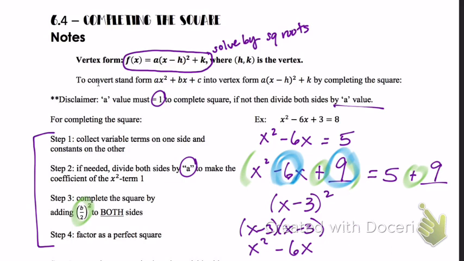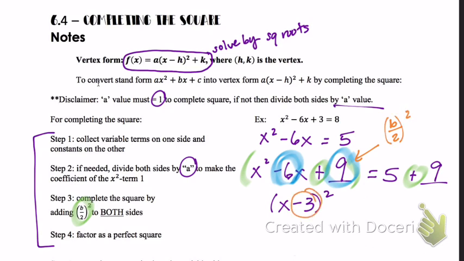So the value that goes in your little blank right here is always b over 2 squared. The value that goes right here is always b over 2, it's always half. But if you don't want to memorize all of that, then just think about, how do I factor this? So I'm left with x minus 3 squared equals 5 plus 9, which is 14.